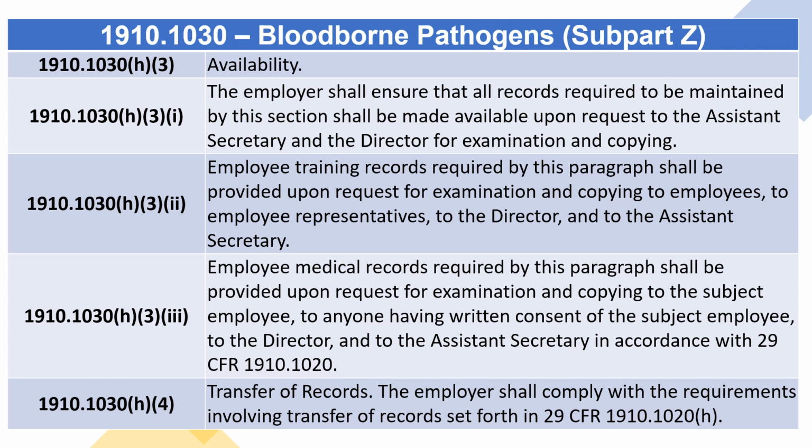1910.1030 H3. Availability. 1910.1030 H3.I through 3. The employer shall ensure that all records required to be maintained by this section shall be made available upon request to the Assistant Secretary and the Director for examination and copying. Employee training records required by this paragraph shall be provided upon request for examination and copying to employees, to employee representatives, to the Director, and to the Assistant Secretary. Employee medical records required by this paragraph shall be provided upon request for examination and copying to the subject employee, to anyone having written consent of the subject employee, to the Director, and to the Assistant Secretary in accordance with 29 CFR 1910.1020. 1910.1030 H4. Transfer of records. The employer shall comply with the requirements involving transfer of records set forth in 29 CFR 1910.1020 H.